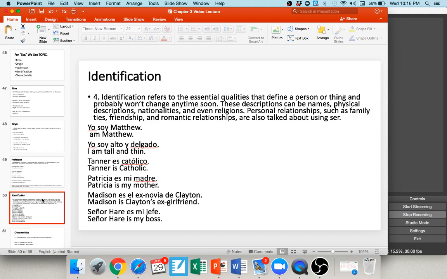I can also refer to things like religions. Tanner es católico, Tanner is Catholic. It can also refer to someone in terms of a description or a family relationship. So, Patricia es mi madre. Patricia is my mother. Madison es la ex-novia de Clayton. Madison is the ex-girlfriend of Clayton.